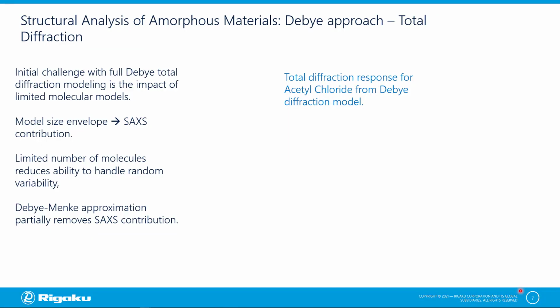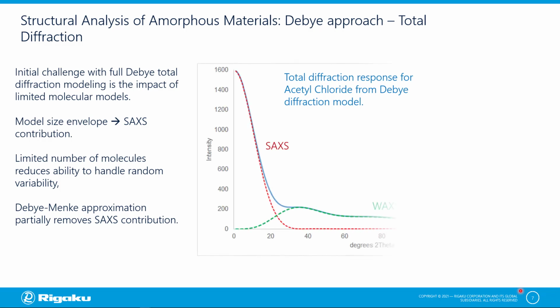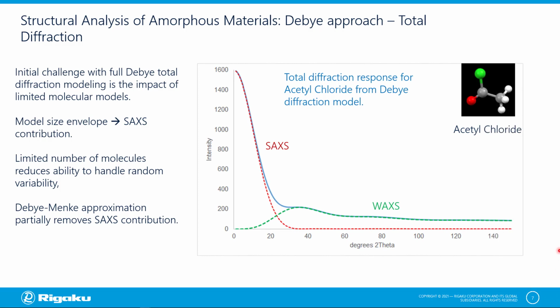Now we will consider the Debye total diffraction approach to the modeling. As its name suggests, this is a total diffraction approach, and this means that any feature within your atomic level model will give a fingerprint in the diffraction data itself. As an example of that, consider this very small molecular entity here, acetyl chloride. When we pass that through a Debye calculation, we see a dominating response at lower diffraction angles. This is the small angle scattering from the envelope of the molecular entity itself.